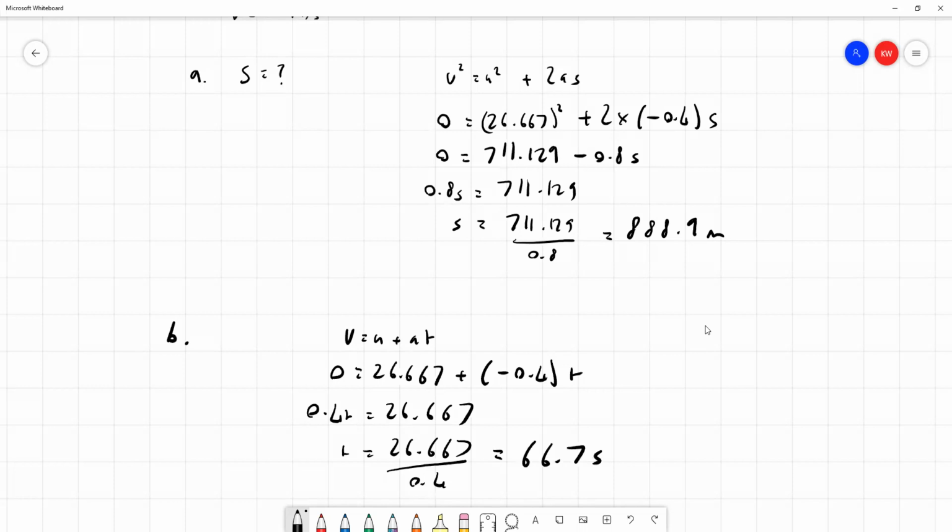So using our formula for velocity, V is equal to U plus AT, we're going to take the values from the question, substitute them in, and solve for T. And that concludes question 4.